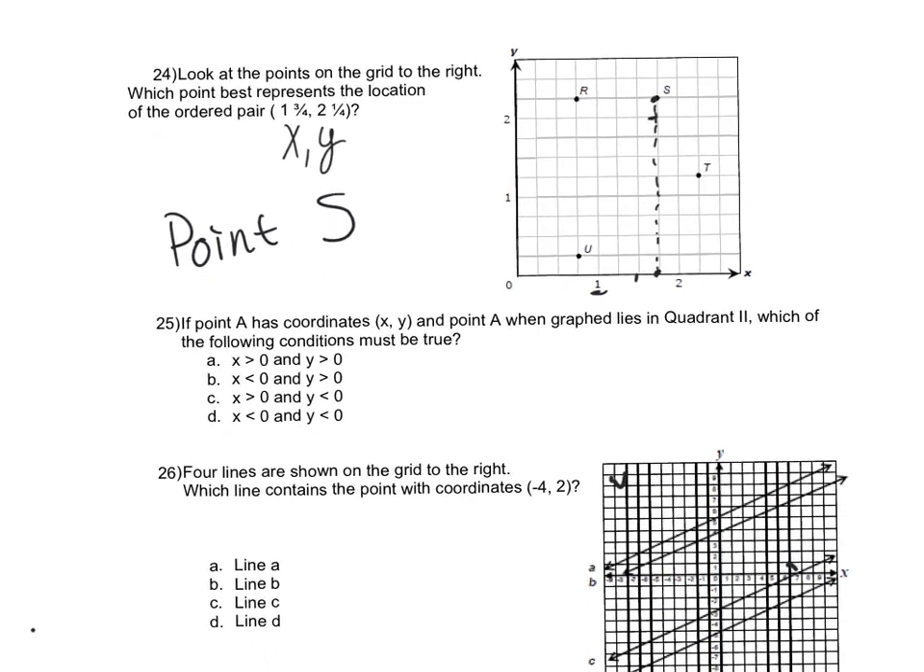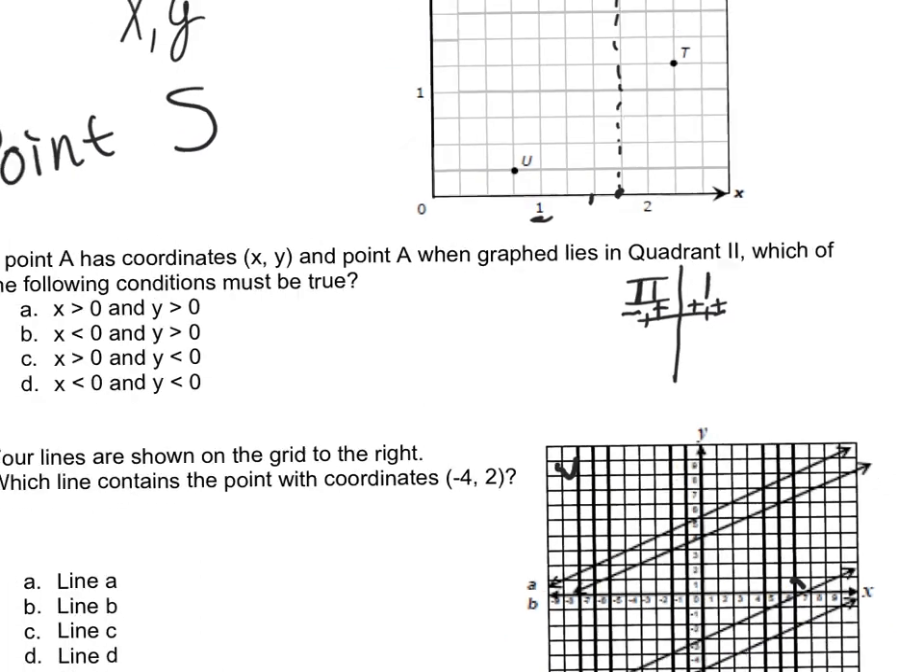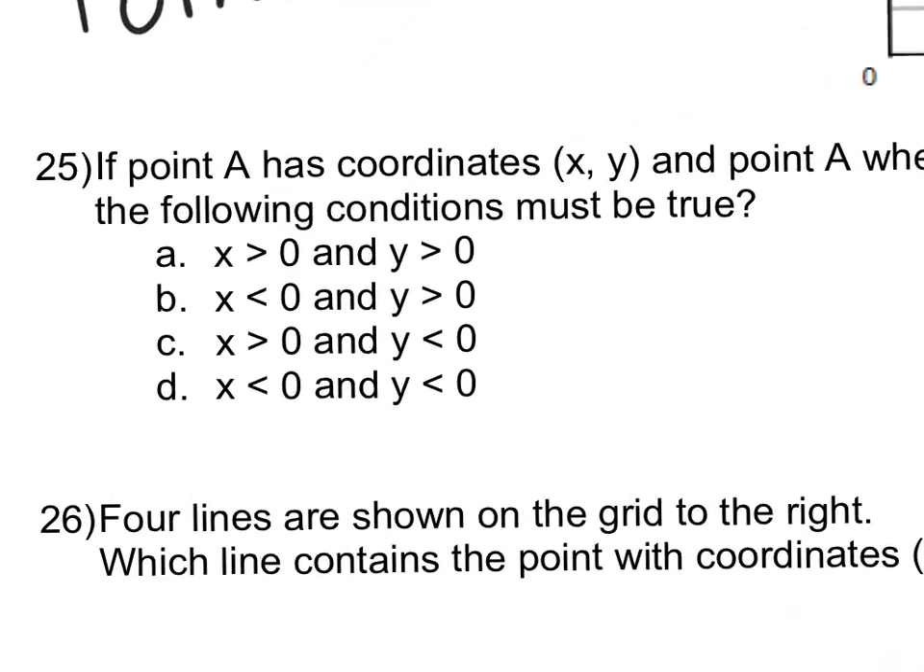Question 25. If point A has coordinates x and y, and point A, when graphed, lies in quadrant 2, which of the following conditions must be true? So if I remember, there's quadrant 1, this is quadrant 2. Quadrant 1 is positive positive. Quadrant 2 is negative positive. So I have to find a negative-positive relationship.